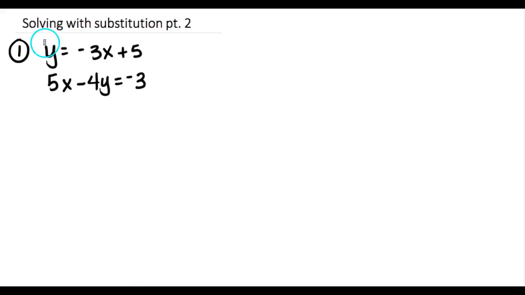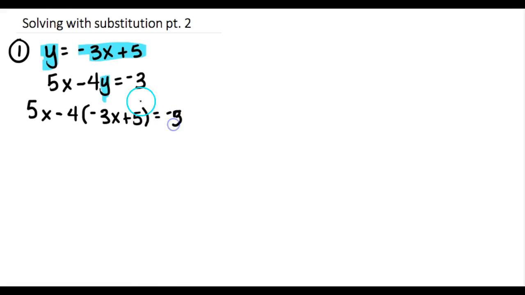This one is really nice. I like this one. It already gave us our y. So all I have to do is take all of this and put it into my second equation. When we do that, we get 5x minus 4, and then I take out that y and put in the negative 3x plus 5, and then I bring down the equals and the negative 3.